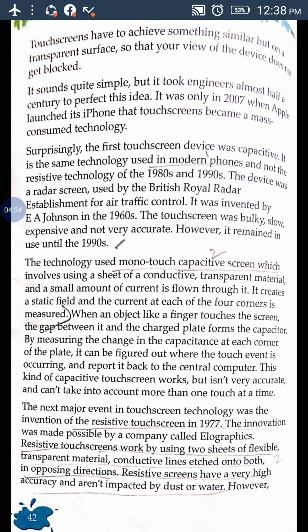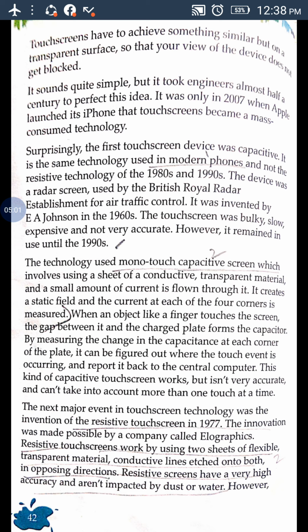The touchscreen was bulky, slow, expensive and not very accurate. The touchscreen in those days was very bulky. Bulky means very big and heavy. Slow also, very expensive also and not very accurate also. However, it remained in use until the 1990s. So, until the 1990s it was in use, but then people saw that there are many problems regarding the screen.